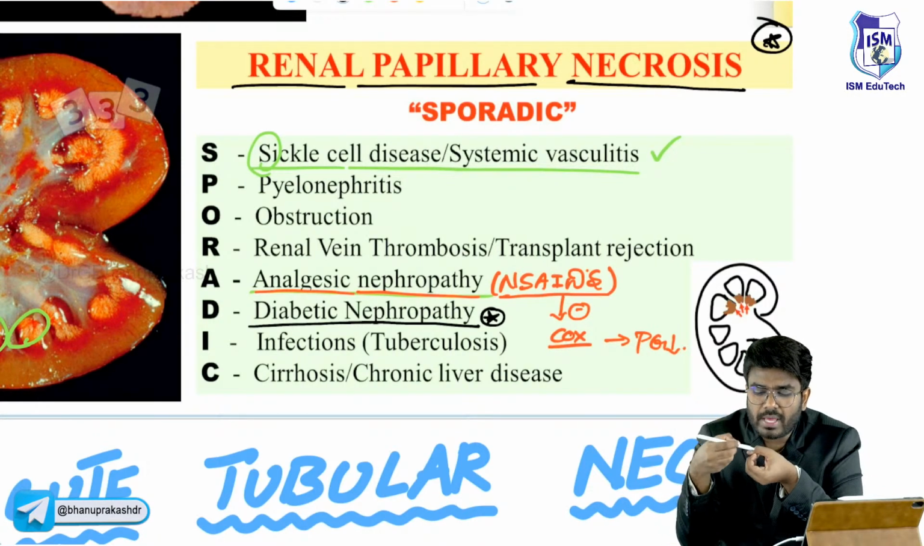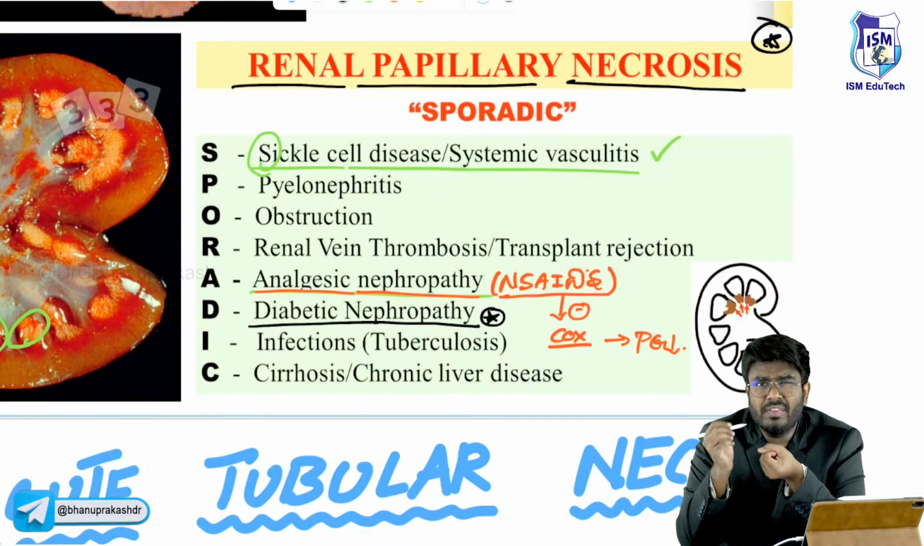So in diabetes, what happens? There will be non-enzymatic glycosylation of the blood vessels. The glucose is getting deposited here in the blood vessels. So in this condition, what happens to the blood vessel lumen? The diameter of the blood vessels is going to decrease. The blood vessels are getting narrowed and stiffened, so less blood supply leads to necrosis.